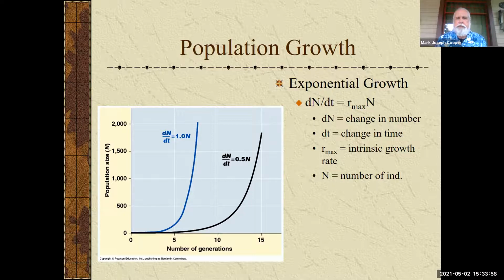And I want you to know the formula: dN/dt = r_max N. So dN is actually delta N, which is the change in number over the change in time, and N is the number of individuals. And then r_max is what we call biotic potential or intrinsic growth rate. It's really how many kids can you have? What is that number? All species are different. There are some organisms that can have thousands, and humans quite a bit less than that.